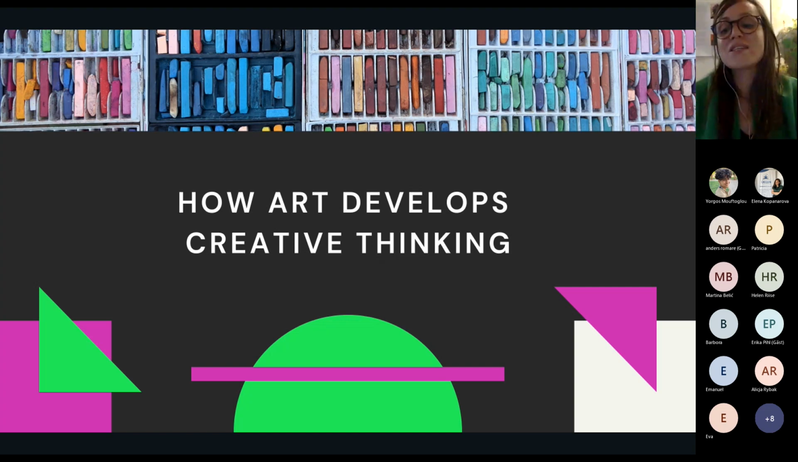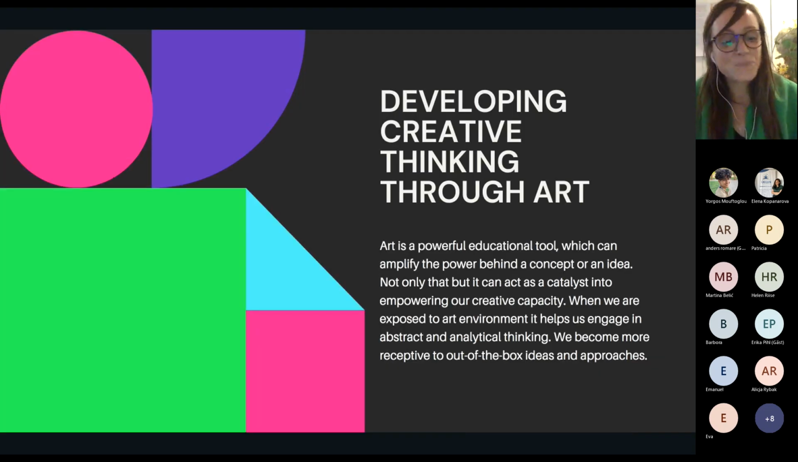And so the last slide will be related, of course, to art. So how art can develop our creative thinking. And art, as we know, is a powerful educational tool which can amplify the power behind a concept or an idea. Not only that, we know that art can act as a catalyst in empowering our creative capacity, no?